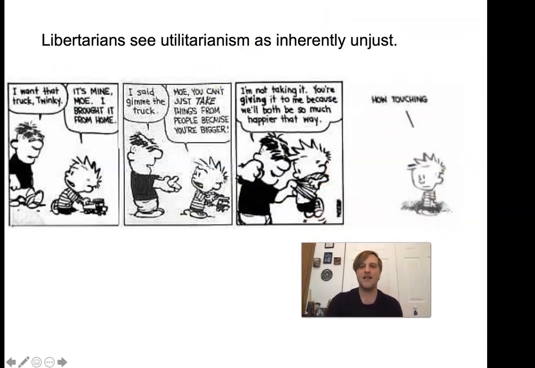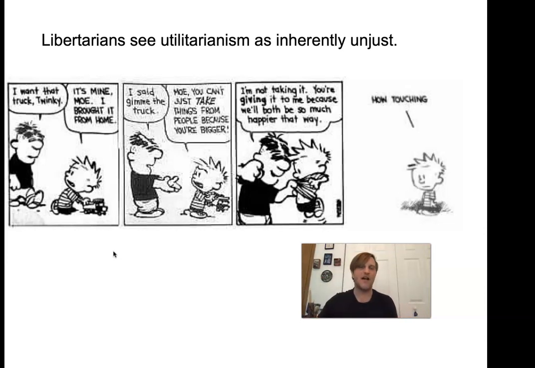Now, libertarians see utilitarianism as basically inherently unjust. Essentially, libertarians argue that utilitarianism allows the society to disenfranchise the individual, to infringe upon their rights, to steal their property, take things from them, and so on, if the group feels that it's justified. And that may be unjust in terms of the rights of the individual and the individual's liberty. So libertarians, in the deeper philosophy, really focus on individual rights.